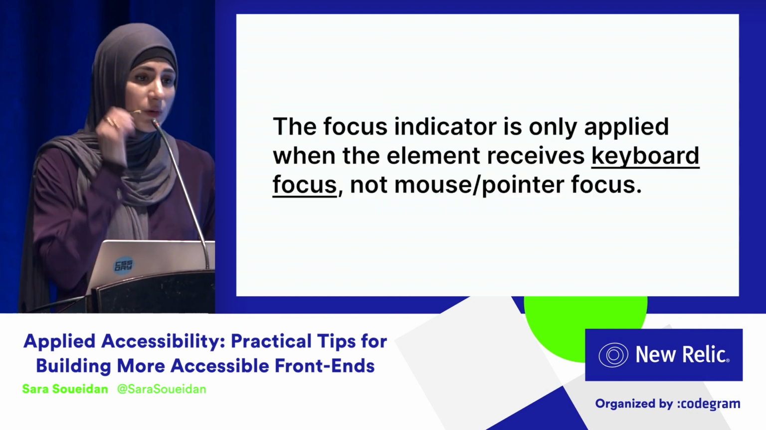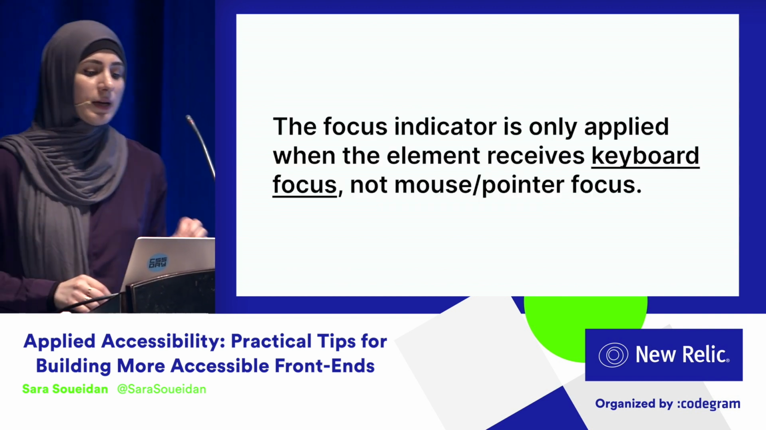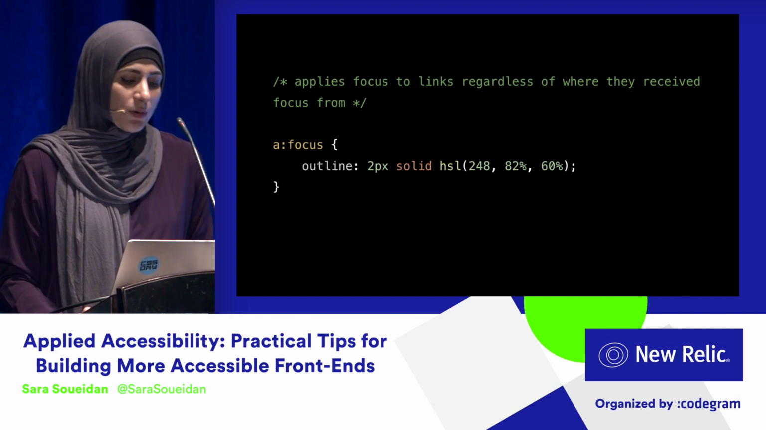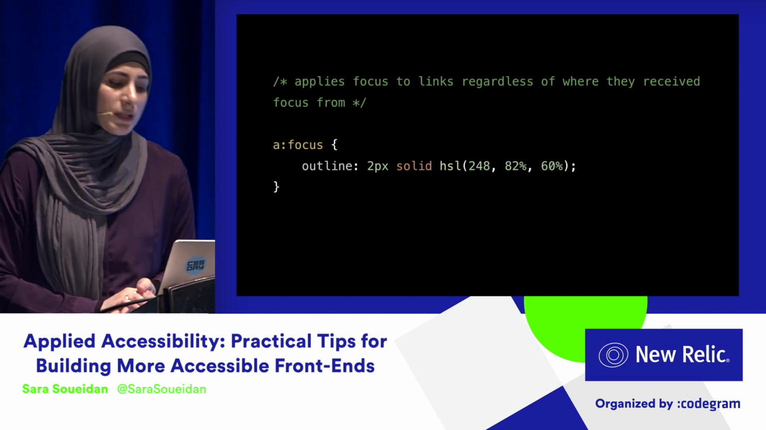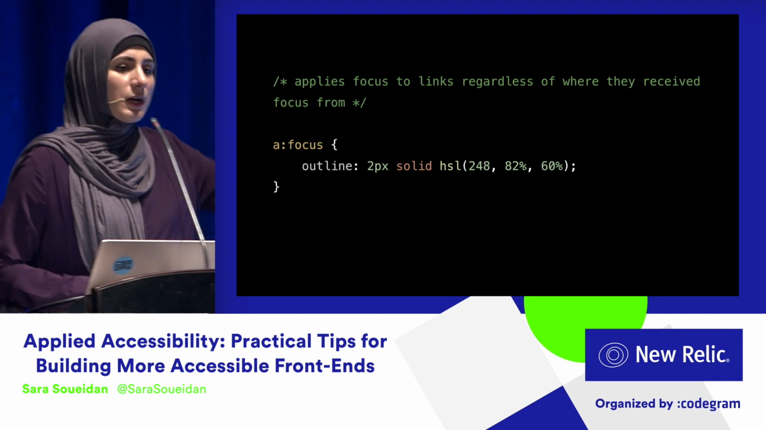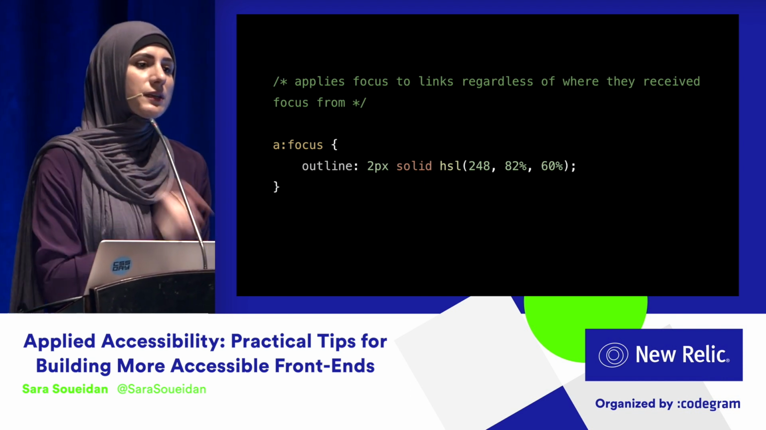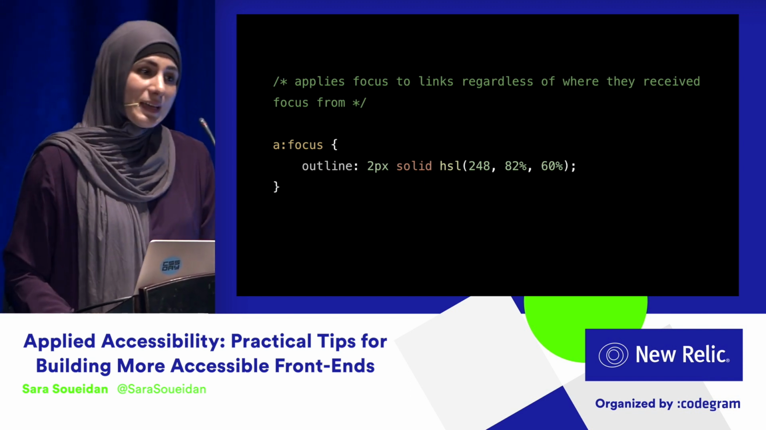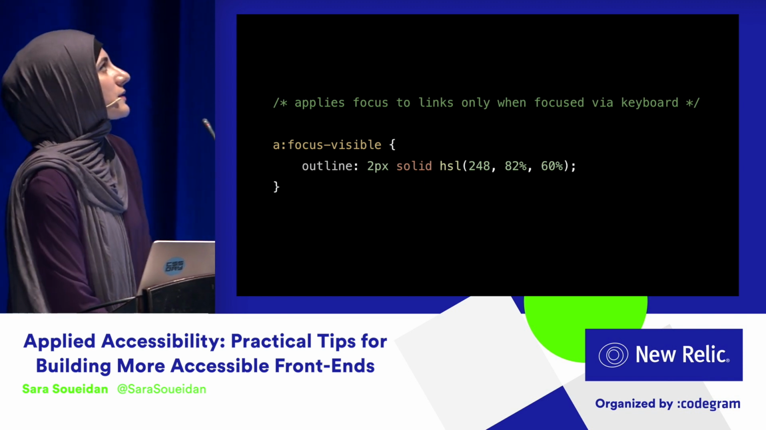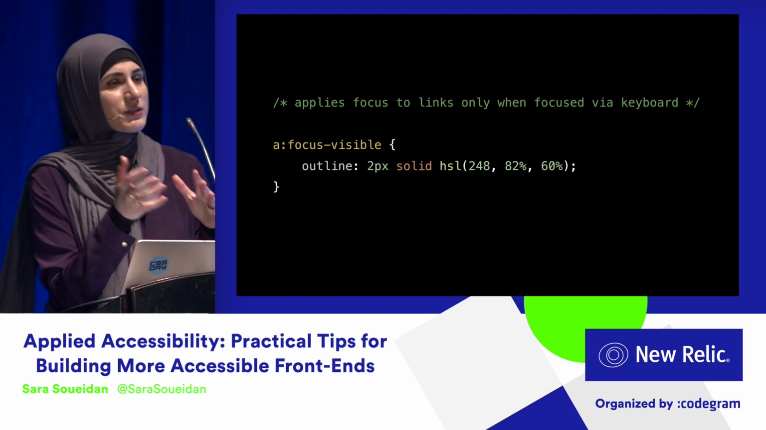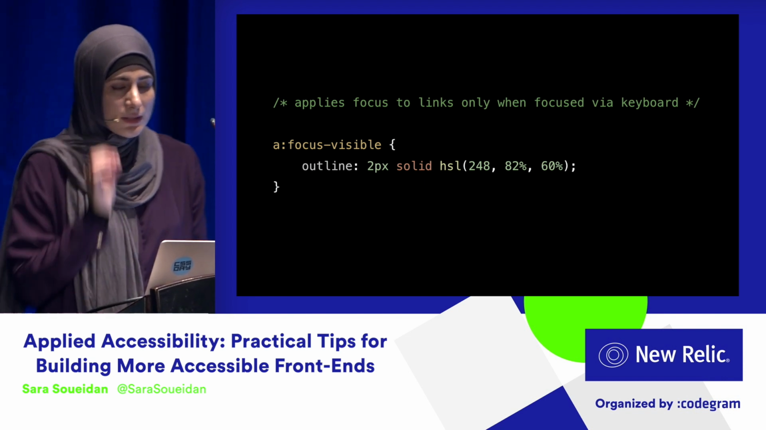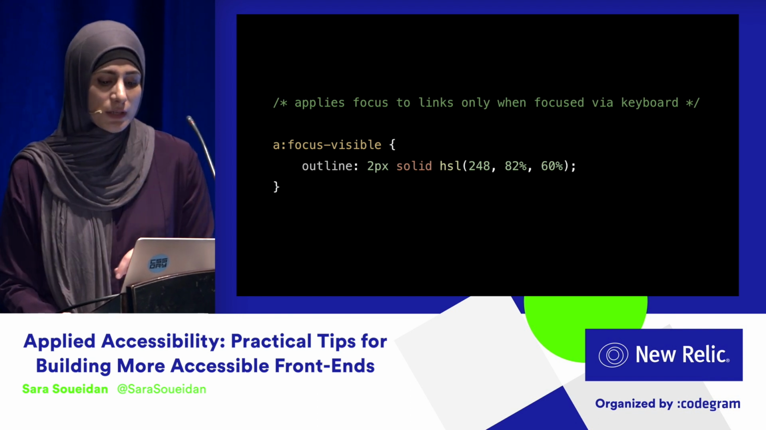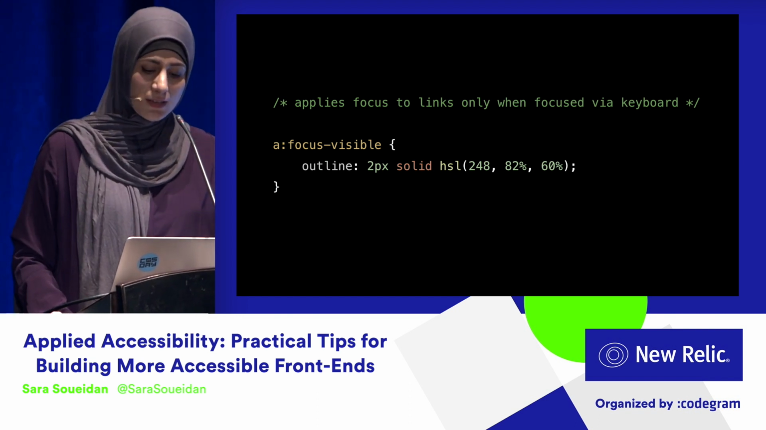And ideally, this is what we all want: we want the focus indicator only applied when the element receives keyboard focus, but not mouse or pointer focus. Now, in CSS today, if you apply this using the focus selector, this focus outline is going to be applied to that element even when it is being clicked with a mouse. And that is not desirable. So as it happens, we now have another selector in CSS: instead of focus, we have focus-visible. Focus-visible does exactly the same thing as the focus selector does, except that it only triggers and shows the focus indicator when the element receives focus via keyboard tabbing.